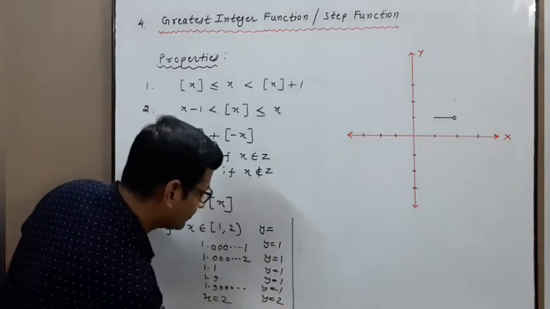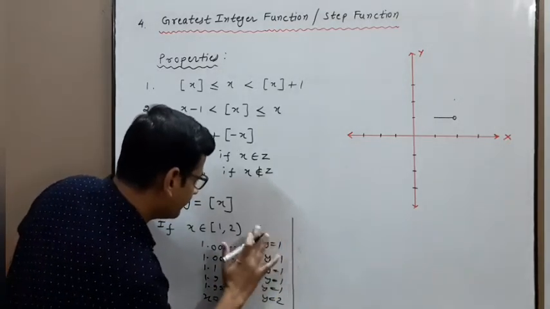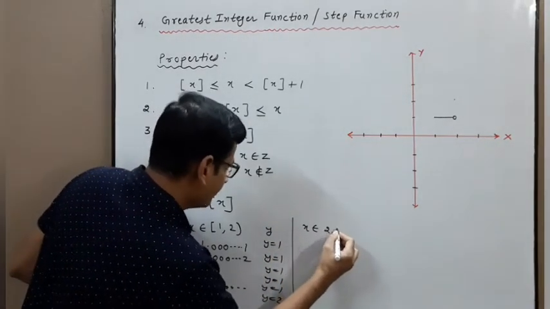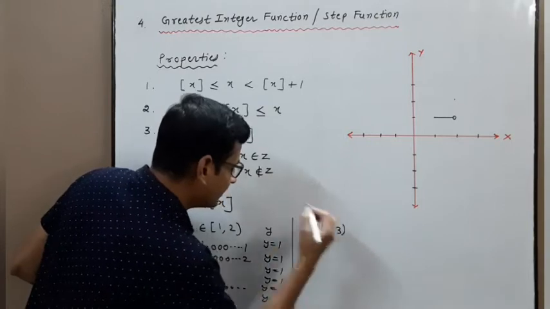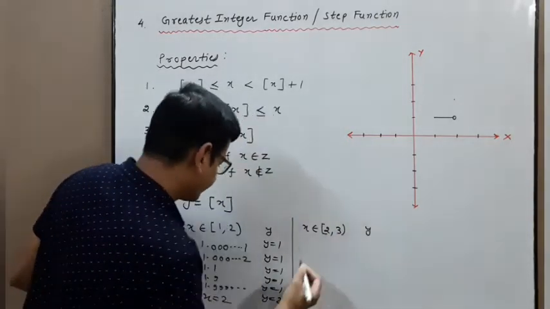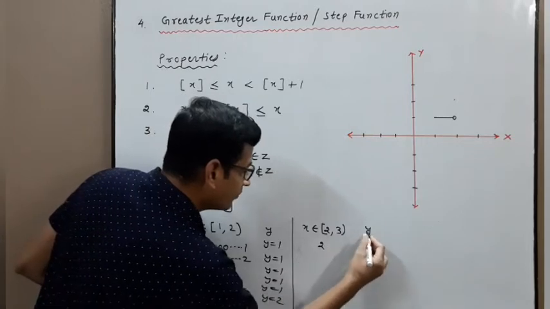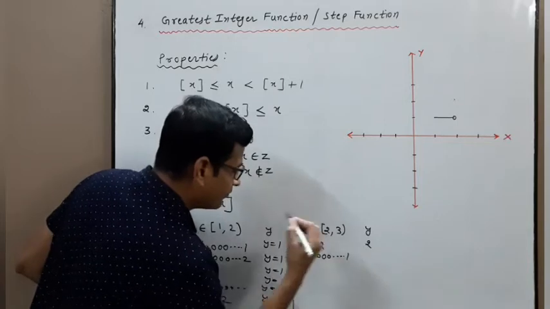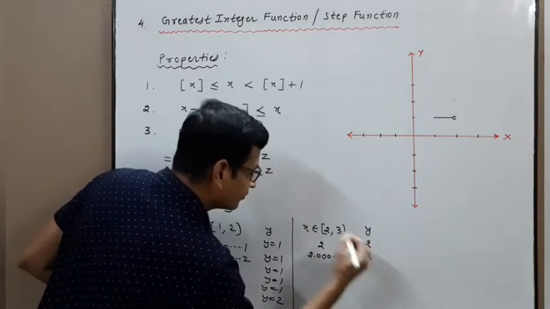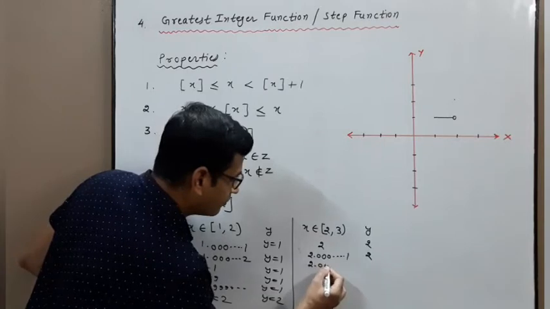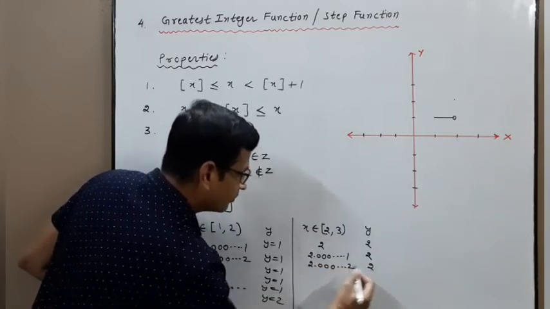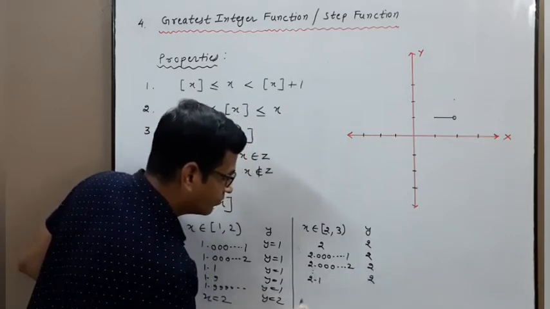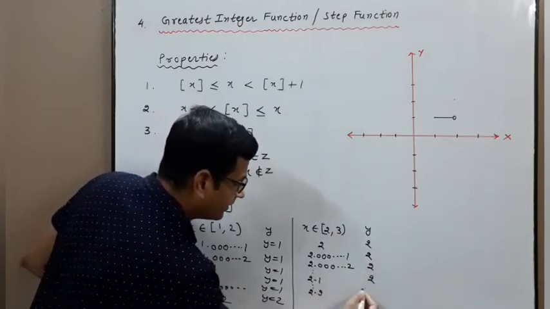I write again here also for easier calculation. Now x belongs to 2 to 3, including 2 and excluding 3. Corresponding value of y: at 2 the value of y is 2. 2.000 and so on, then still the value of y is 2. Then 2.1, the value of y is 2. And so on up to 2.9, then the value of y is 2.